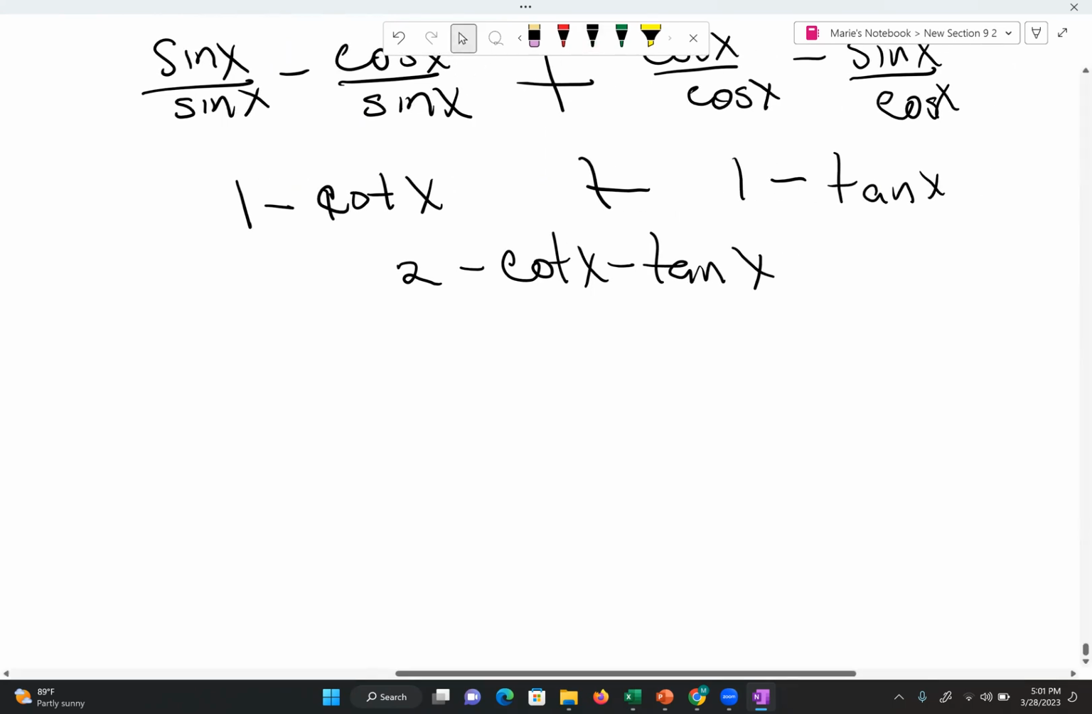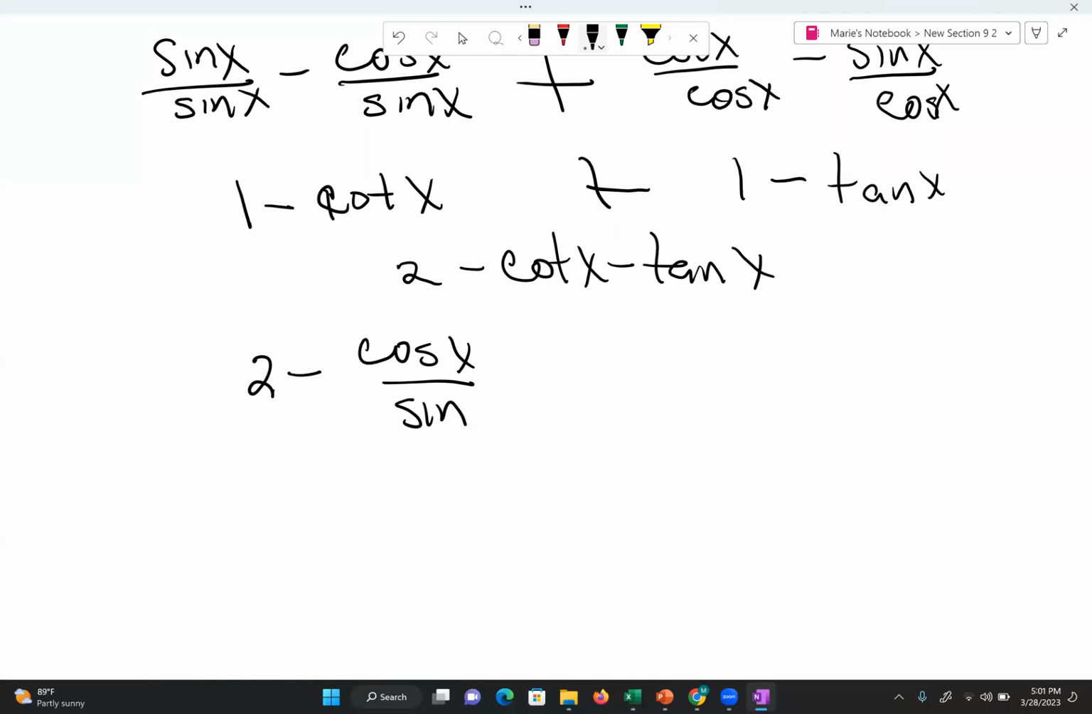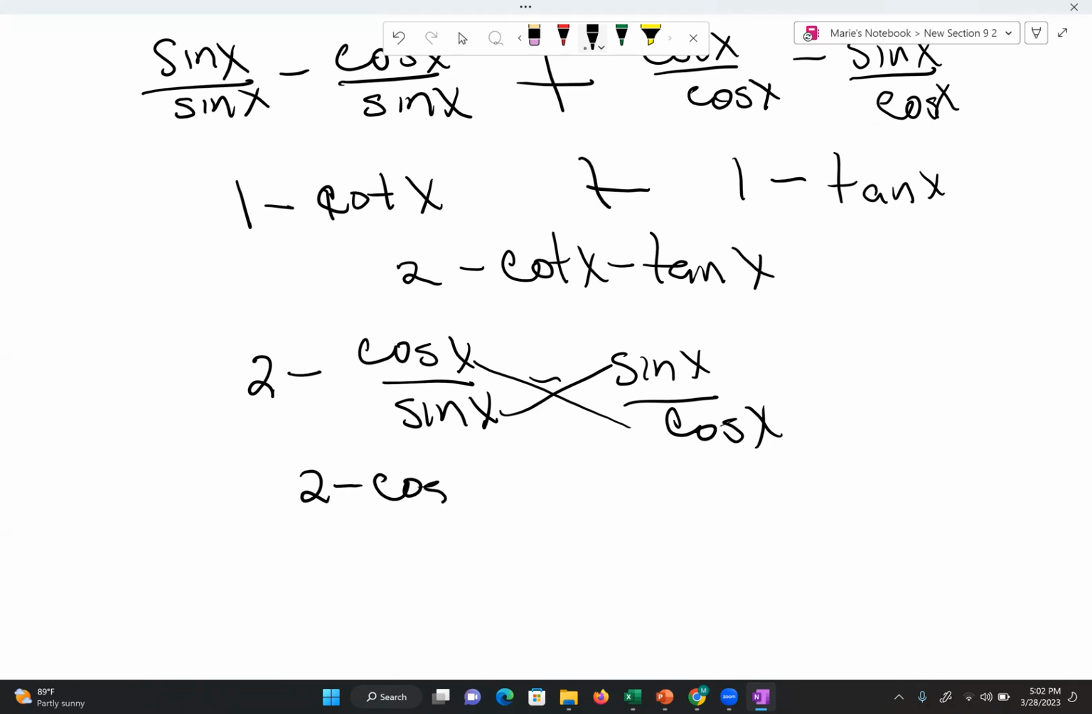If I rewrite or re-express it, I have 2 minus cosine x over sine x minus sine x over cosine x. And yes, I'm going to cross multiply yet again. You're going to get 2 minus cosine squared x minus sine squared x, and all of this is going to be over sine x cosine x.